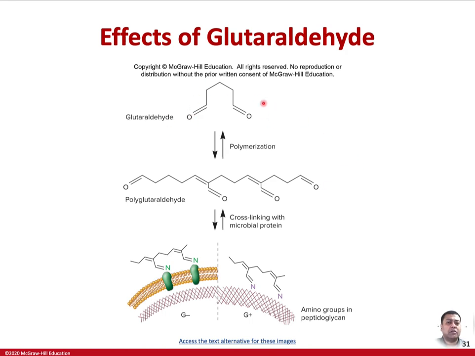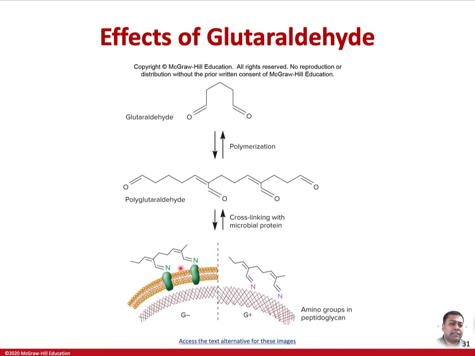So this is the structure of the glutaraldehyde. As a result, what happens is that the proteins are alkylated and cross-linked to other proteins, which inactivates them. So all these amino groups in the peptidoglycan are alkylated and cross-linked, which prevents them from participating in any other chemical reaction, and those involved in the synthesis of the peptidoglycan.